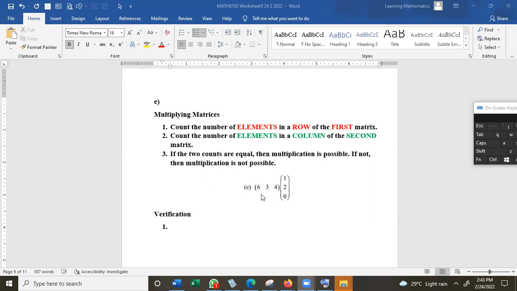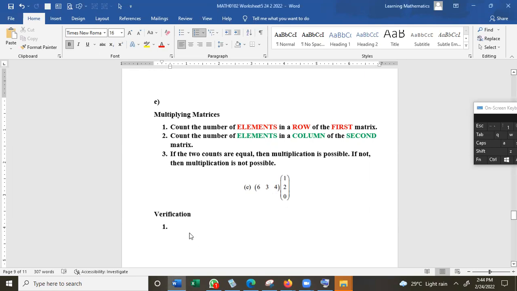So let us count the number of elements in the row of the first. First, second, third. 1, 2, 3. That's 3 elements in the row of the first. Now the column of the second: first, second, third. 1, 2, 3. 3 elements in the column of the second.